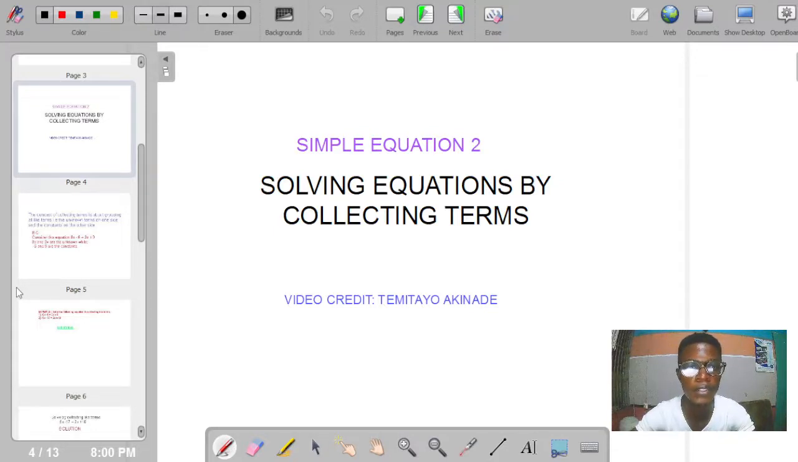Now, in the first lesson, I explained what a simple equation is, and that because we have introduced the equal to sign into an algebraic sentence, it has been transformed to a simple equation. Now, I want to go further to see what we mean by collecting terms, and please do follow me as we go on in this topic.